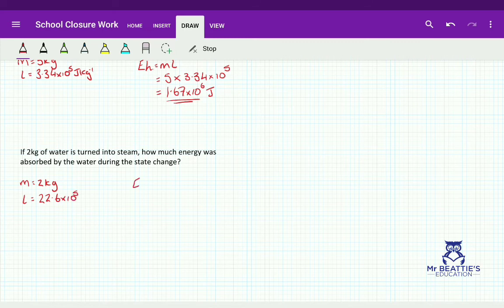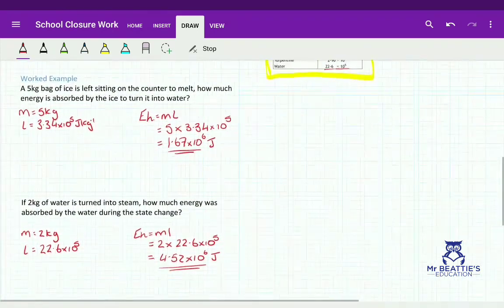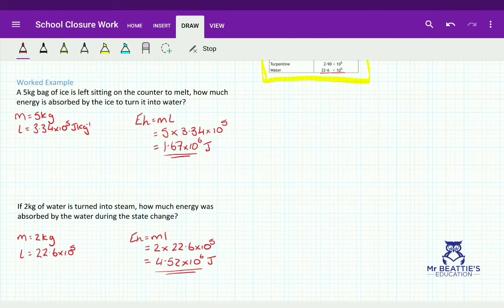Our equation gets written down, Eh equals mL, and so that's going to come out as 2 times 22.6 times 10 to the power of 5, which will give us 4.52 times 10 to the power of 6, again measured in joules. Okay, so there's a couple of worked examples gone through for you.